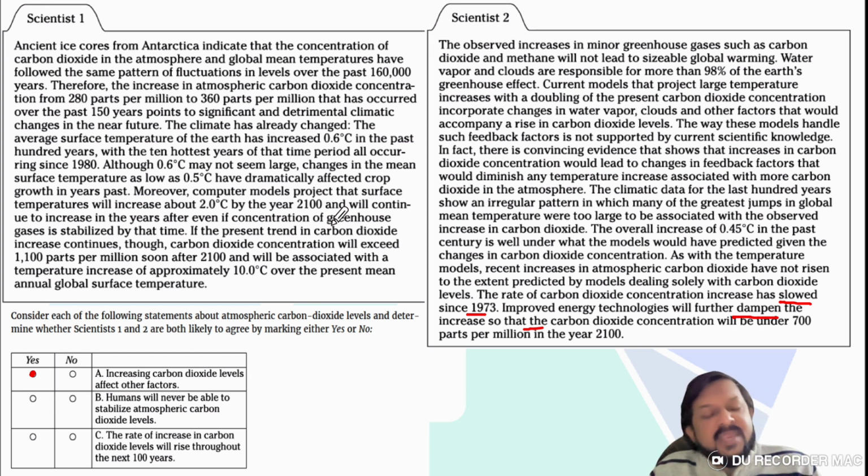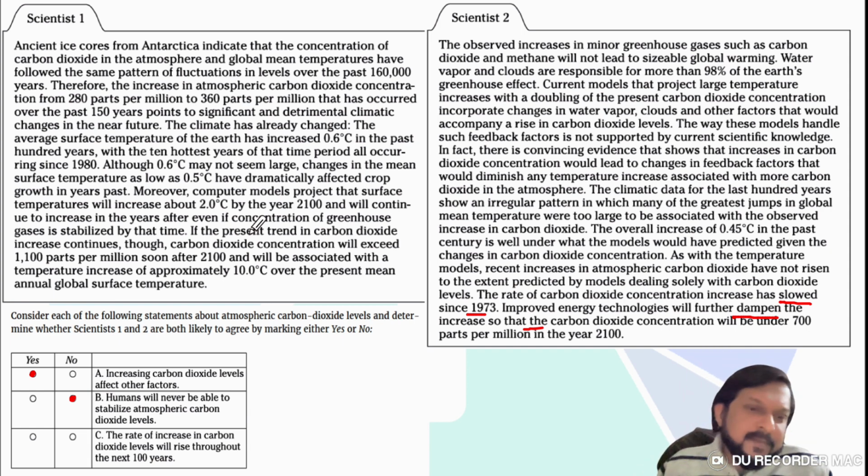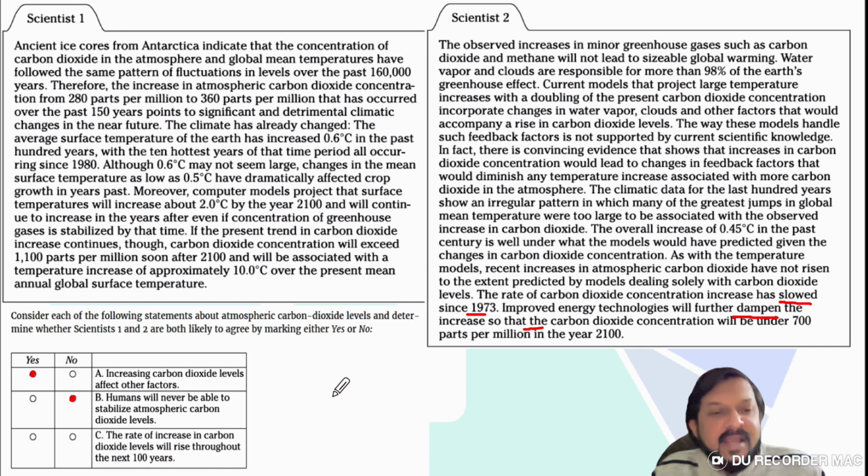So even if both of them disagree, the answer is still no, and therefore you can clearly mark it as no. You don't really have to corroborate it with scientist one. That is the whole idea. The next statement says the rate of increase in carbon dioxide levels will rise throughout the next year. It is almost the same line, as he is already saying that it will reduce. So at least one of the scientists is disagreeing with it, and therefore here the answer is no.